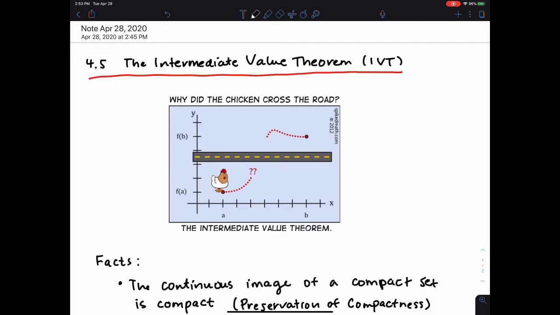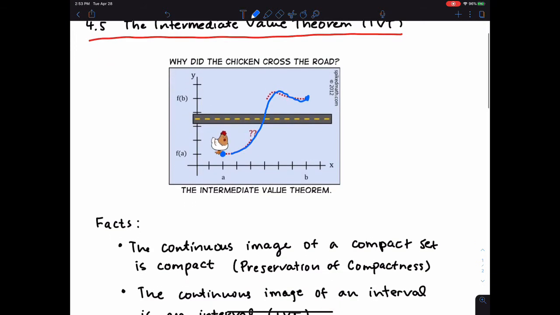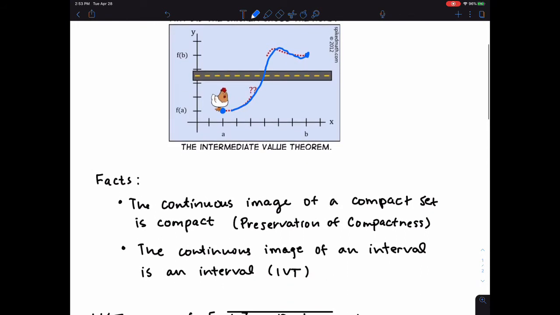So first of all, I have an awesome joke here that I couldn't resist sharing. Why did the chicken cross the road? The answer is the intermediate value theorem, because he was standing right here and then he ended up here and he walked there continuously, and the only way to do that is to cross that line, otherwise you would have a jump discontinuity.